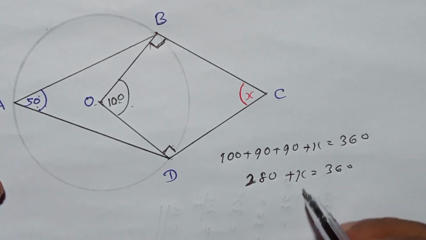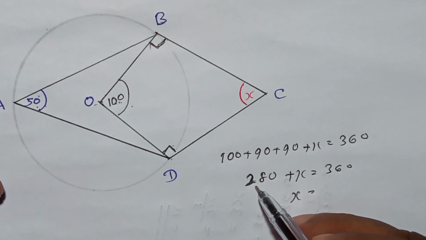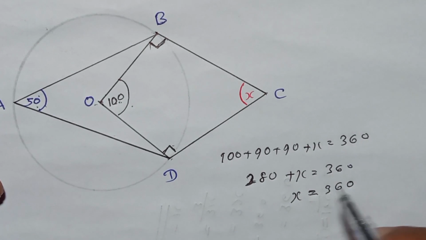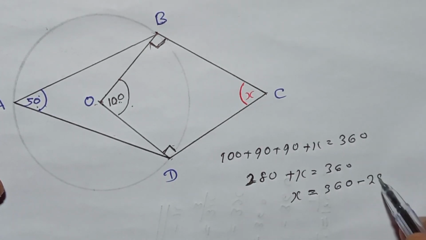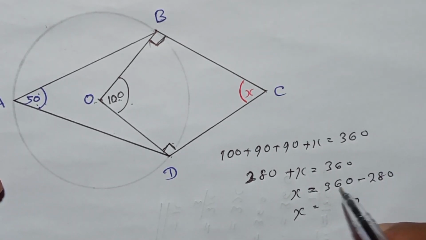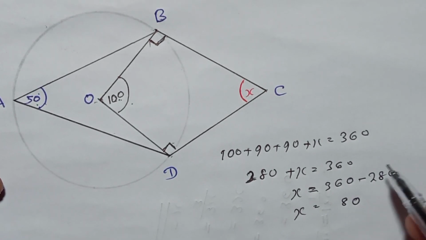Now you know the rest. I will keep X here. I will bring this 280 to this side, 360, and when I bring this plus 280, here it will be minus 280. So what is the answer for this? 360 minus 280? 0 here. 6 minus 2, 8, can't. Borrow 1 here. 16 minus 8 means 8, 8, right? So that means our answer is 80 degrees, right?